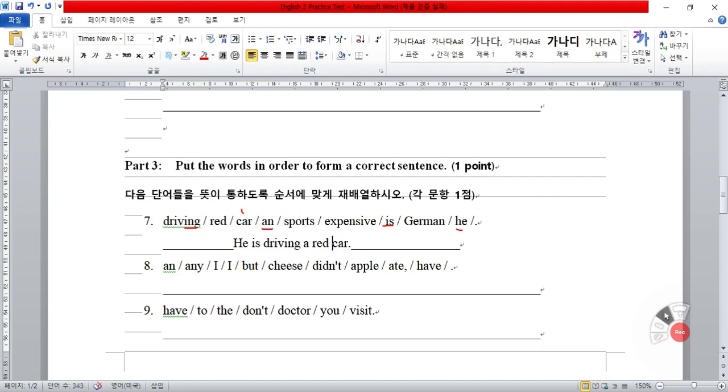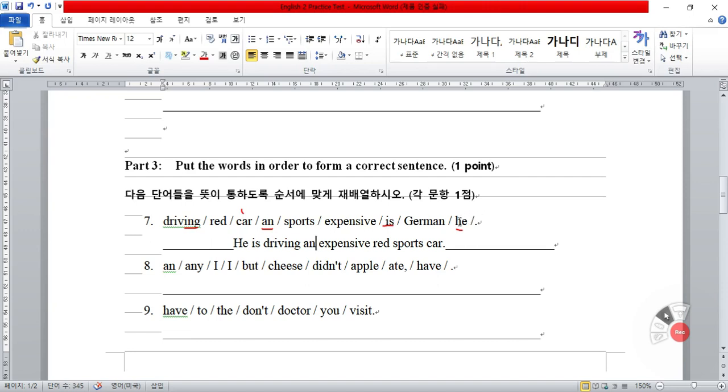A red sports car. A red sports expensive car? No. A red expensive sports car? No. Expensive. Okay. Now, you know the order of adjectives because we studied that in the book. Now, it can't be a red sports car. It can't be a German. Red. So an. So I think these are correct. So I think he is driving an expensive red sports car. He is driving an expensive red sports car.